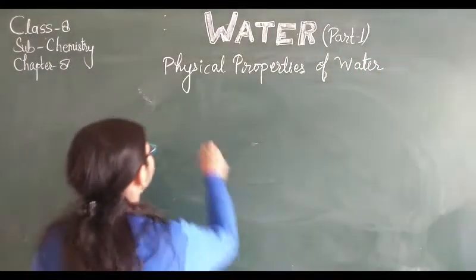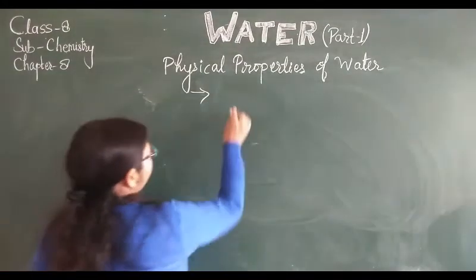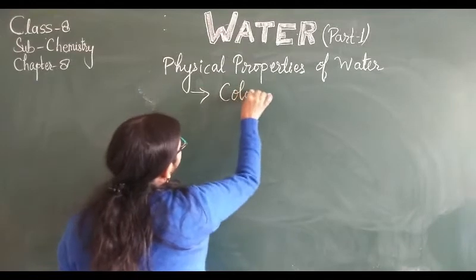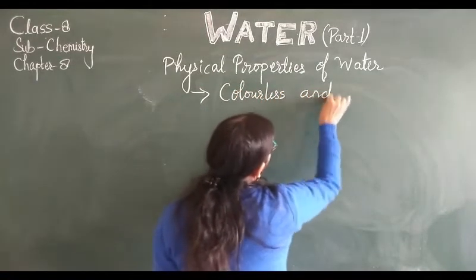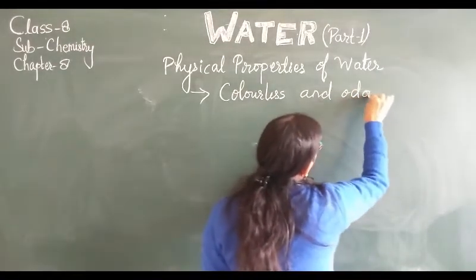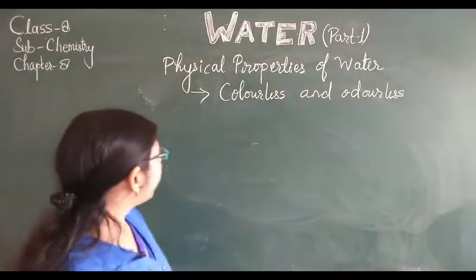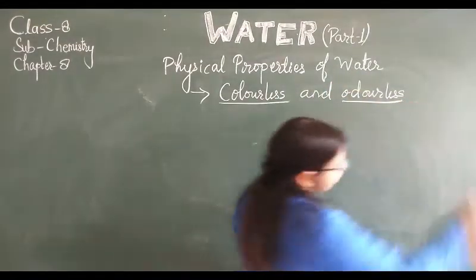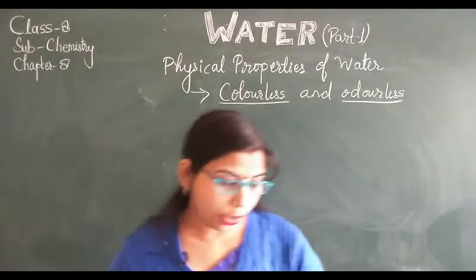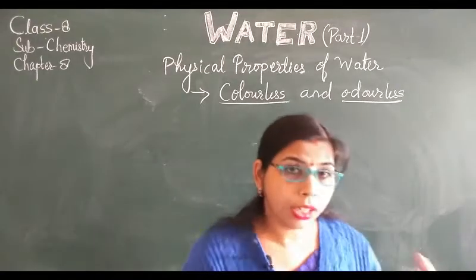So the first physical property of water is that water is colorless and odorless. Okay, so if I have written here colorless, odorless, that means ना तो इसमें कोई smell होती है और ना ही इसमें कोई color होता है.